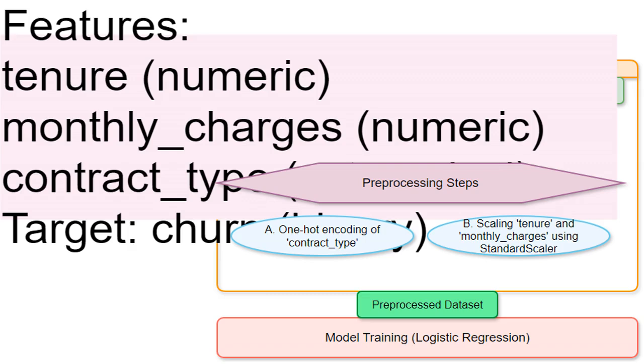I'll use one-hot encoding to handle the categorical feature, contract_type. This means that I'll create new binary, 0/1, features for each contract type. For instance, if the contract is month to month, the month to month feature will be 1, and the others will be 0. This converts a categorical feature into a numerical representation that machine learning algorithms can understand.